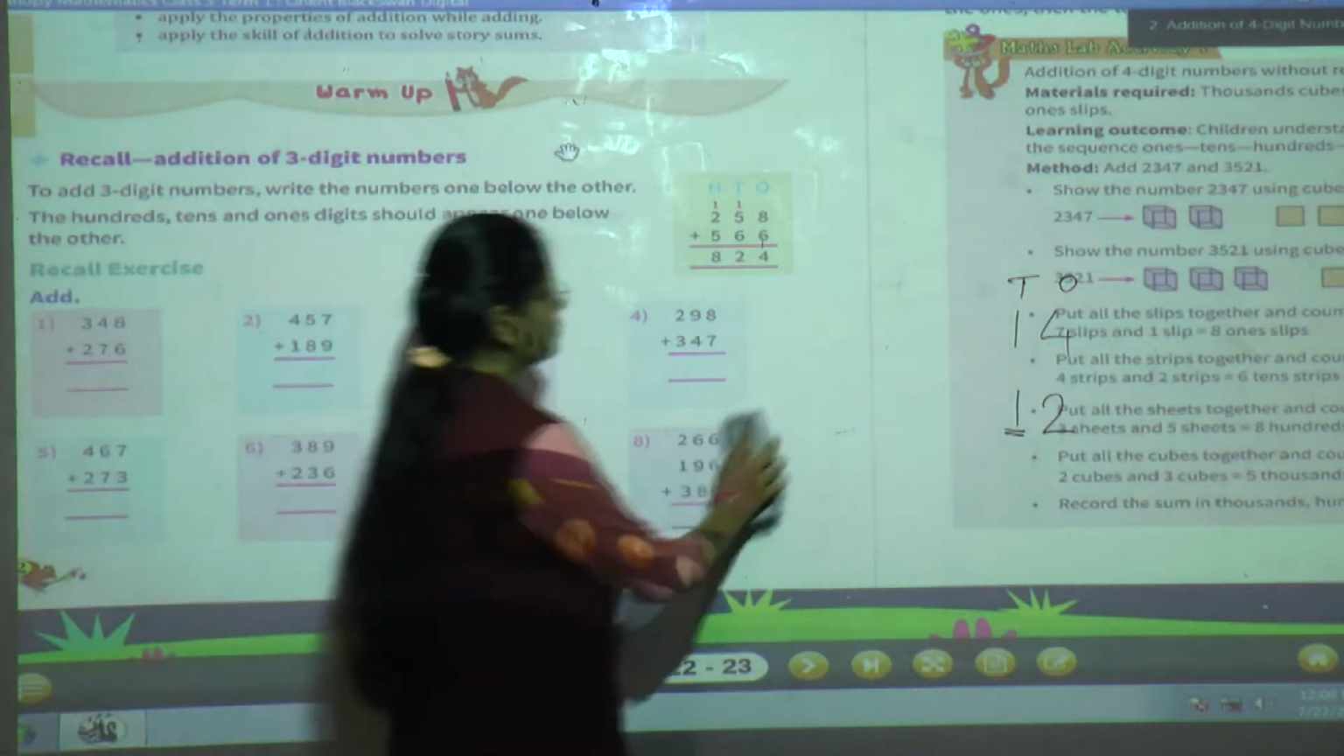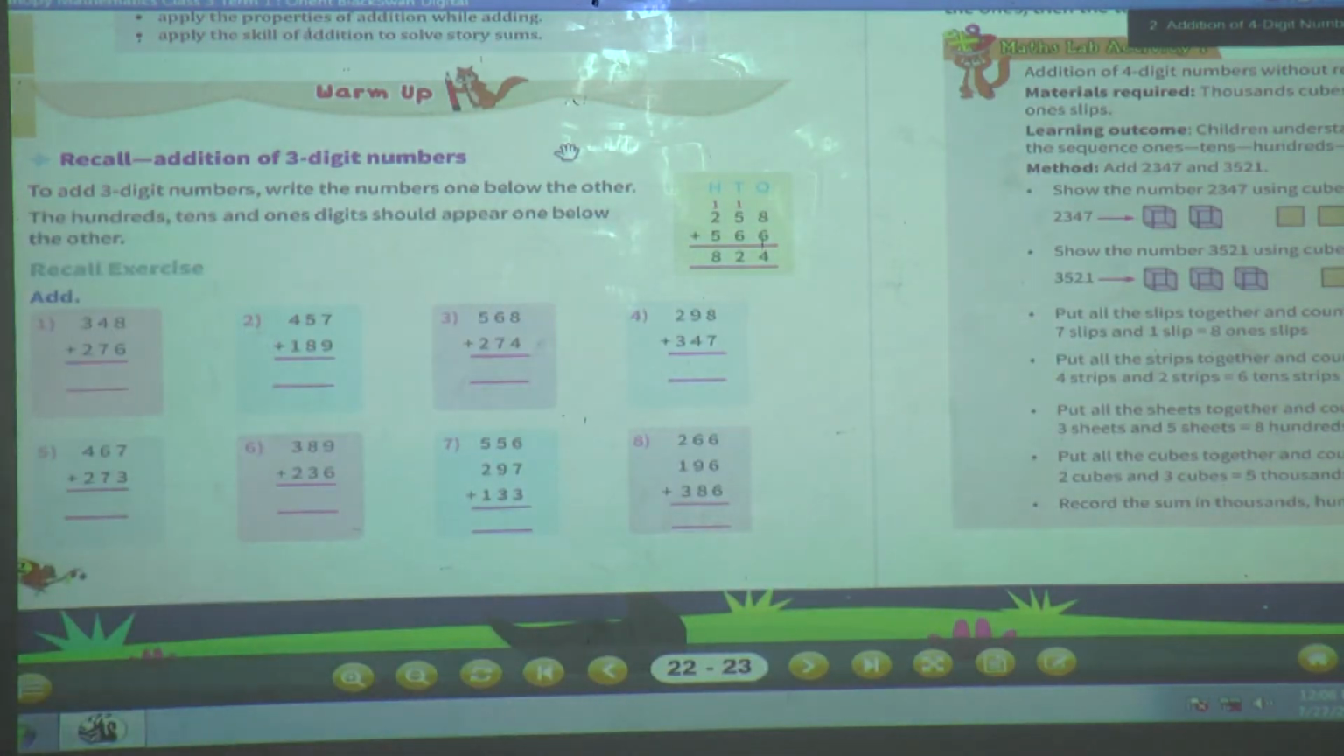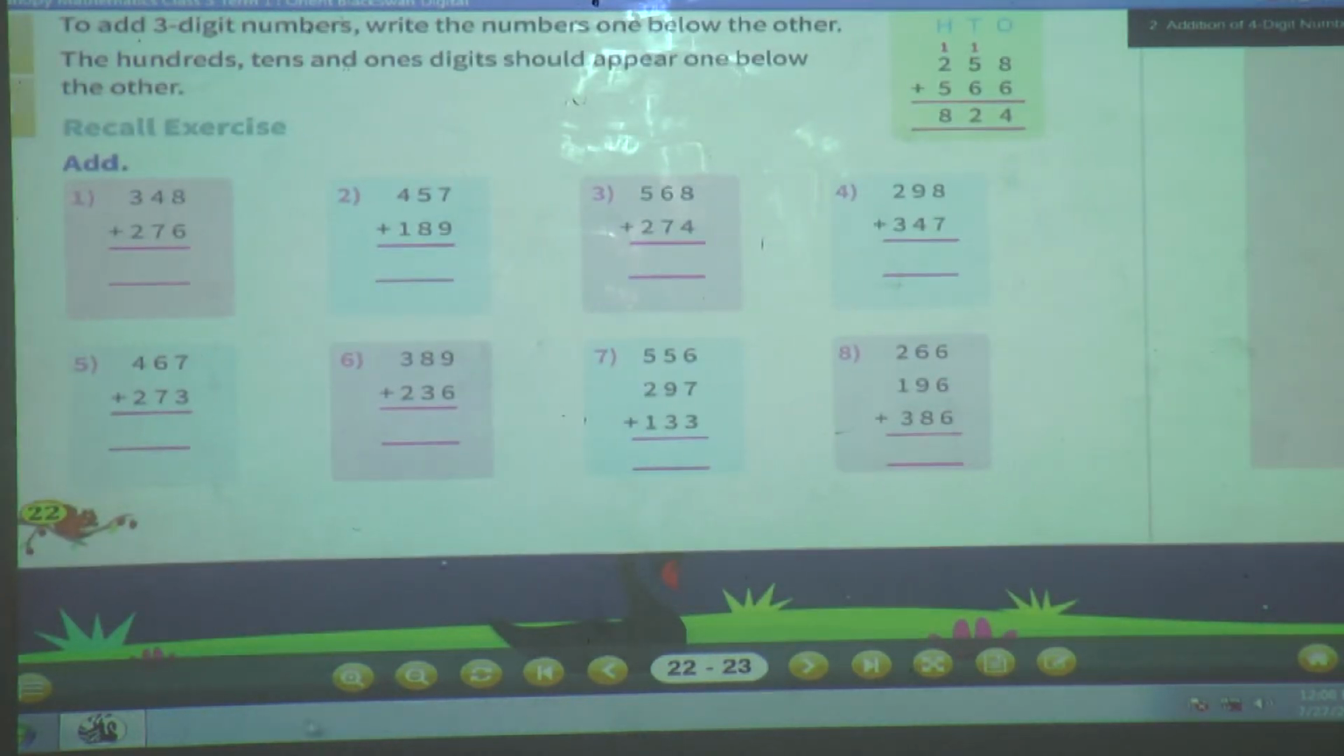First is 348 plus 276. Now this is also a 3-digit number. Okay. Addition of 3-digit numbers. Can you see now? Okay.